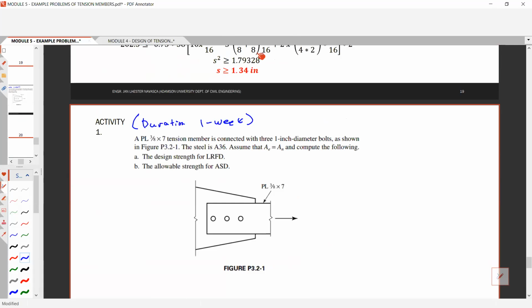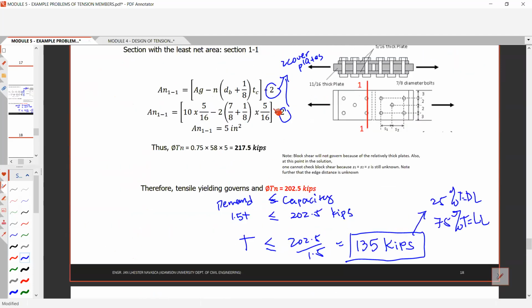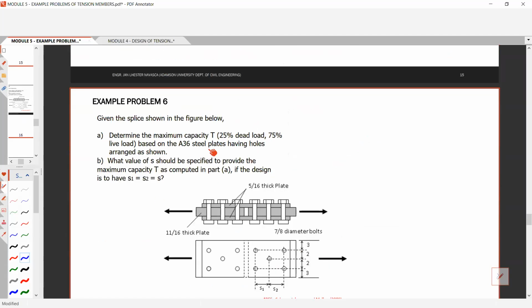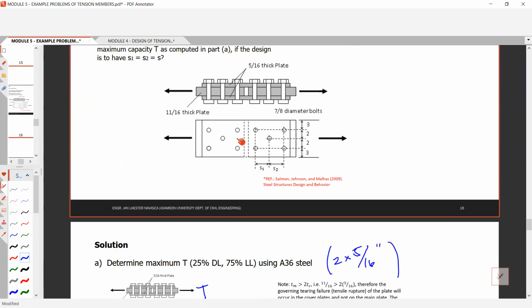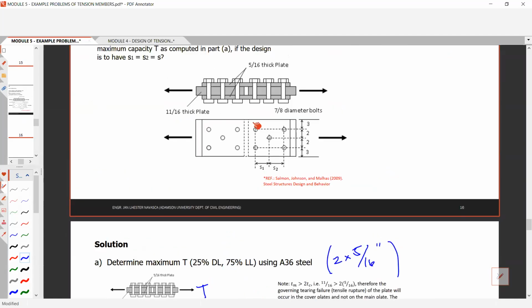Hello? Sir? Yes? Sir, applicable din po ba ang block shear sa dalawang layer po ng bolts po? Applicable. Yes, the block shear is applicable for 2 layers of bolts. However, in the case ng example problems natin, example problem 6, we're not considering block shear because the pitch distance S is unknown. So, hindi natin masasolve yung block shear.